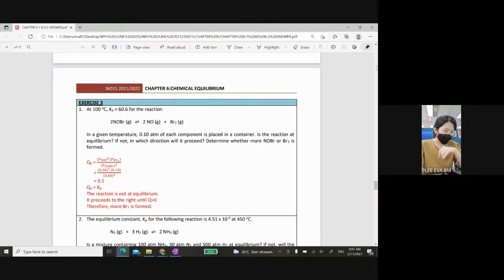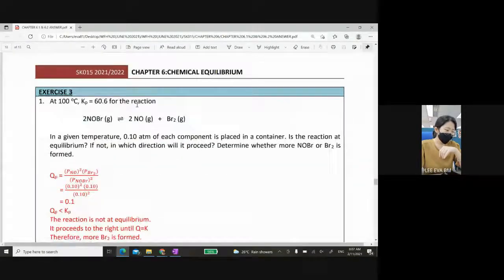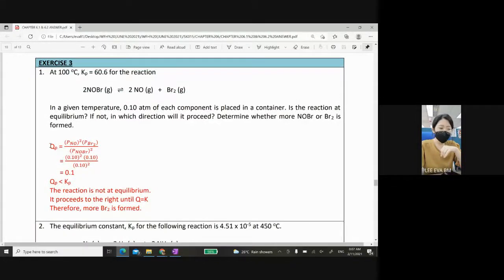For exercise number 3, again, come up with your reaction quotient. For this question, you don't have to come up with an ICE table, because Q at any point can be the initial inside your ICE table. So if you want to draw an ICE table, no problem, it is just the first column only. So for the Q expression, the pressure of your product is on the top, so the pressure of NO raised to the power of 2.